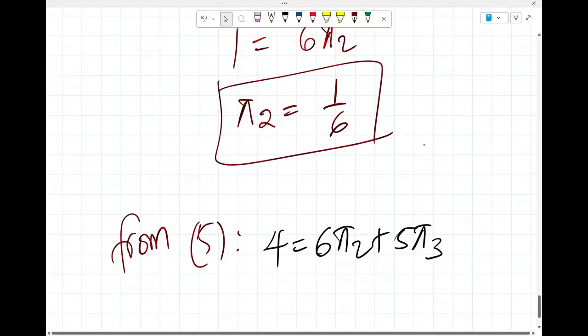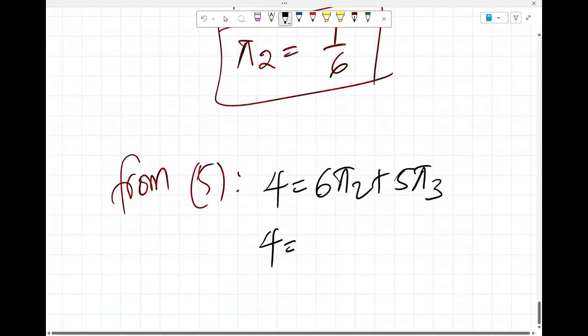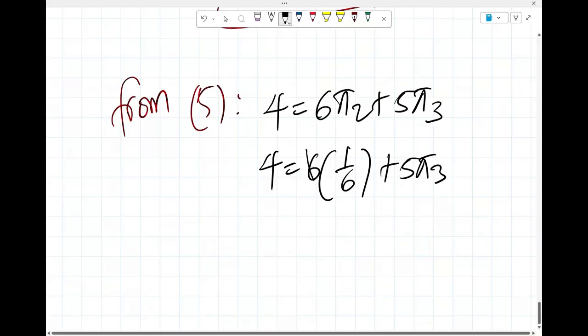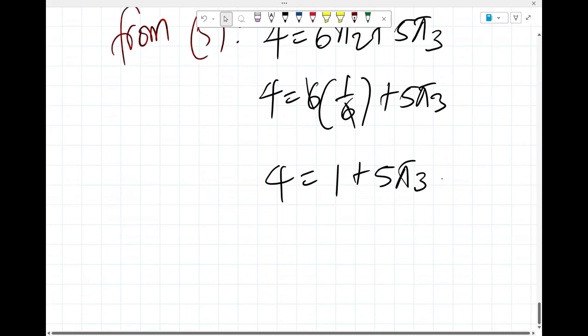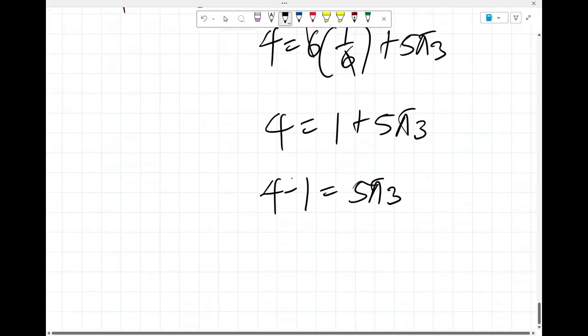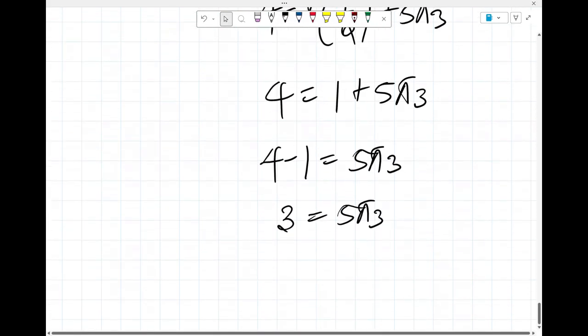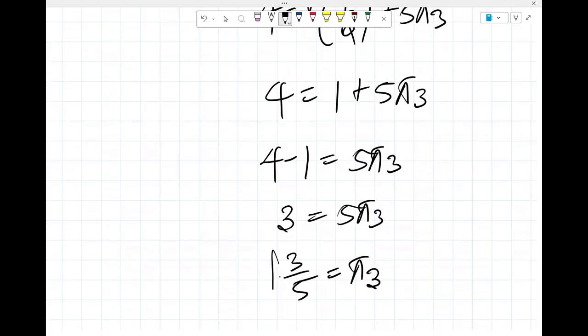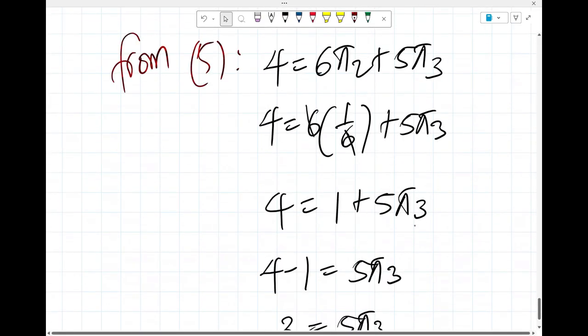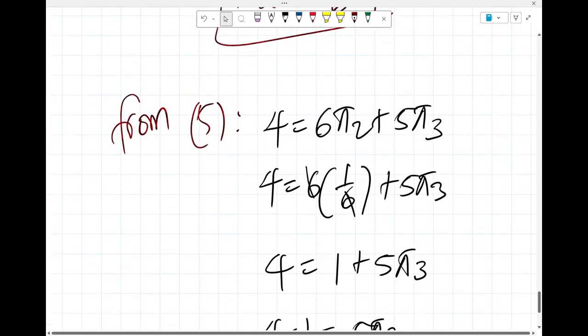So, and pi 2 is 1 over 6 from here. So 4 is 6 into 1 over 6 plus 5 pi 3. So this cancels this. So 4 is equal to 1 plus 5 pi 3. So we then have 4 minus 1 equals 5 pi 3. Okay, so this is 3 equals 5 pi 3. So we divide through by 5. That's 3 over 5 is equal to pi 3. Okay, so pi 3 is 3 over 5 now.